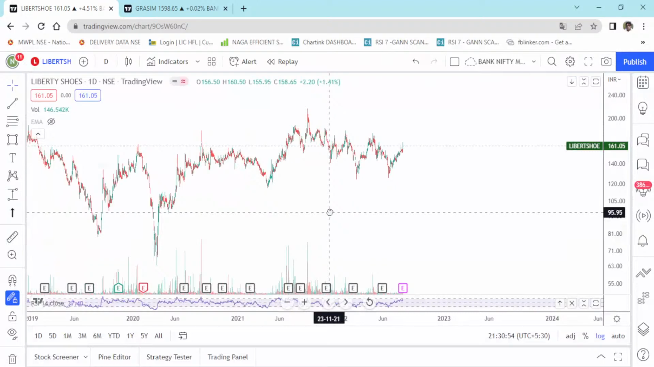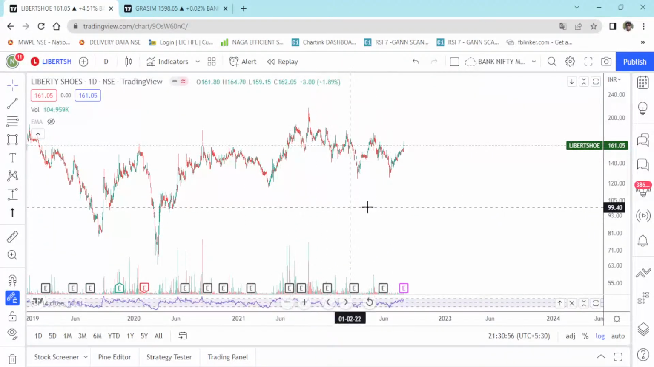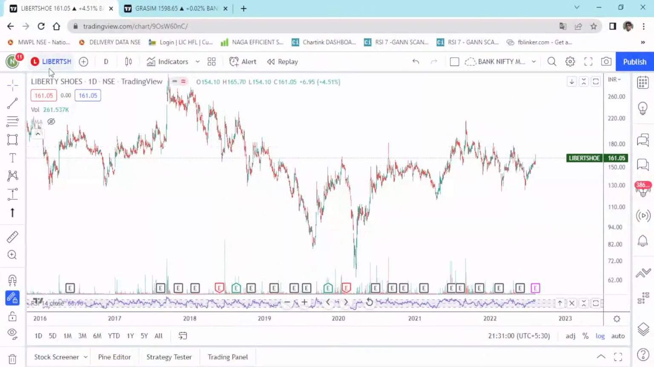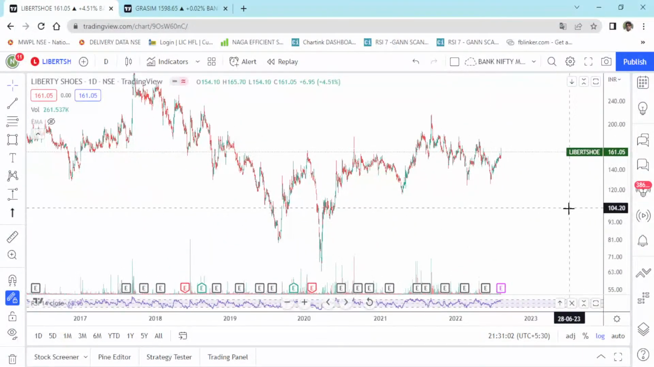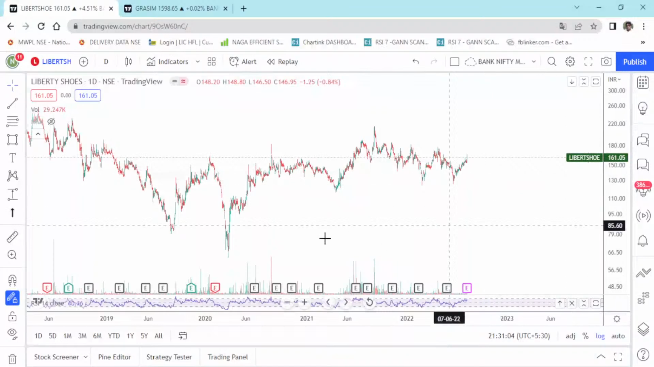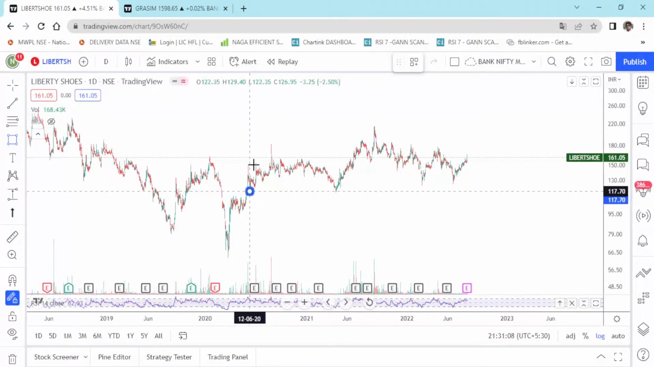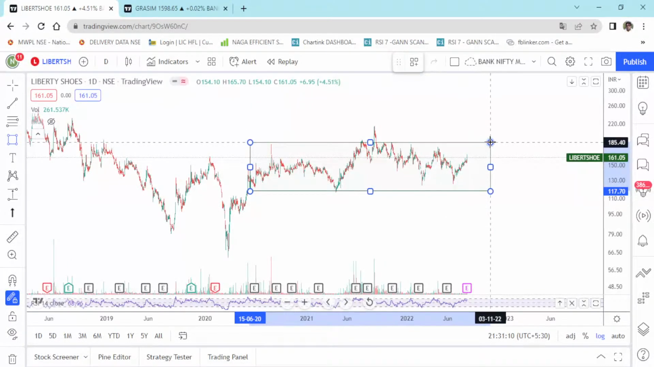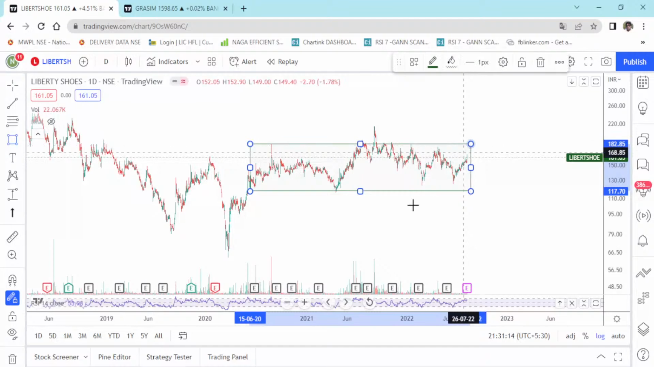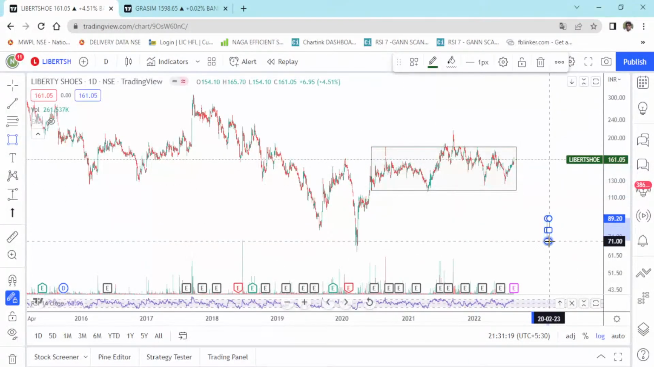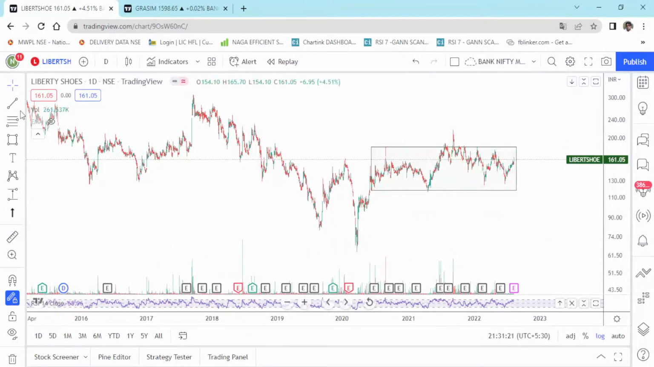So coming back to the stock, the pattern I explained is the rectangle pattern, and if you see, this stock is Liberty Shoes. Diwali is around the corner, and people who are fond of shoes might be buying shoes, which will boost the sales, and the stock can head towards a new high. If you look at this stock, the same pattern I explained a few minutes ago is seen here.